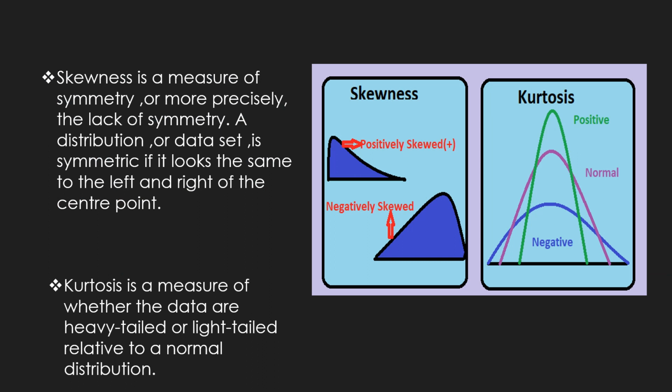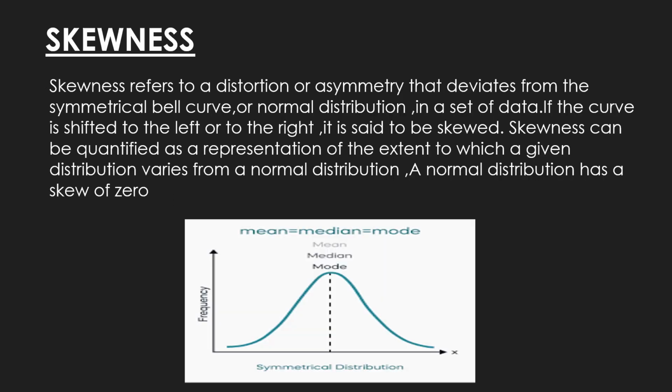Skewness is a measure of symmetry, or more precisely, the lack of symmetry. A distribution or data set is symmetric if it looks the same to the left and right of the center point. Here, this is a positively skewed distribution and this is a negatively skewed distribution. Kurtosis is a measure of whether the data are heavy tail or light tail relative to a normal distribution.